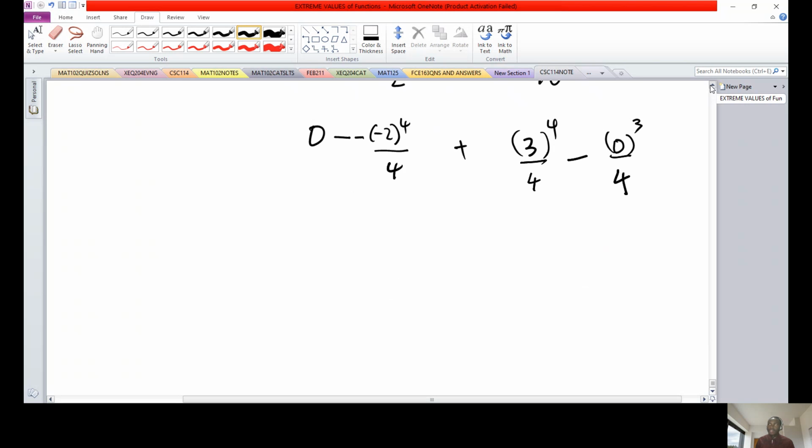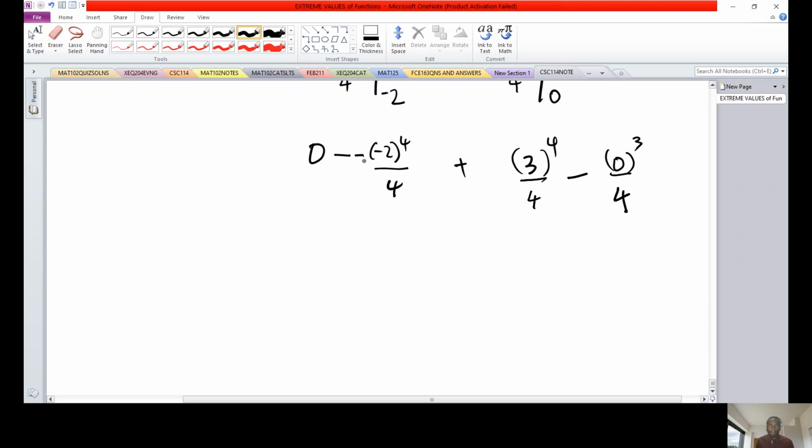So in the first case, we'll get, so -2 raised to the power 4 will give us a plus, so it will give us 16 over 4, which is just 4, plus 3 raised to the power 4 is 81, and then over 4. So 81 over 4 plus 4 gives us 97 over 4. So the answer will be 97 over 4.